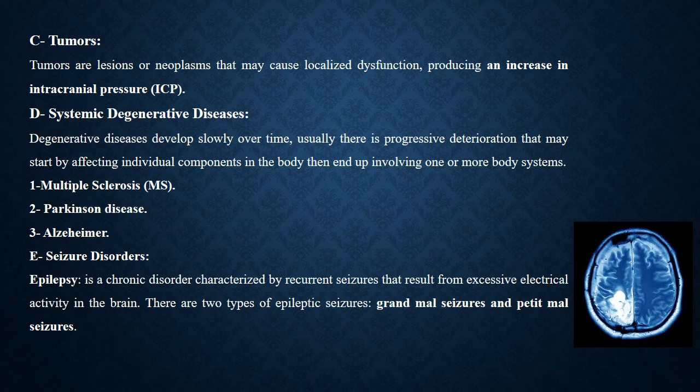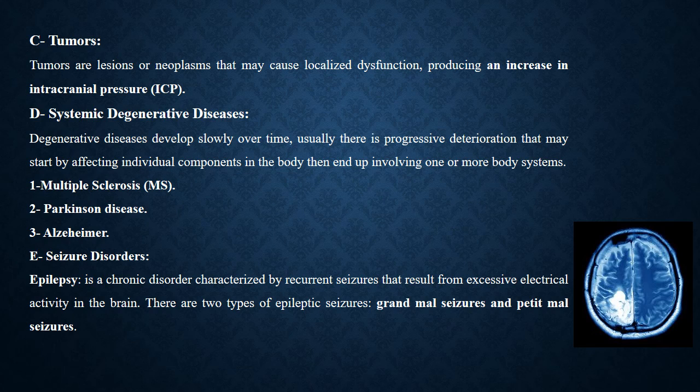C. Tumors. Tumors are lesions or neoplasms that may cause localized dysfunction, producing an increase in intracranial pressure. D. Systemic degenerative diseases. The degenerative diseases develop slowly over time. Usually there is progressive deterioration that may start by affecting individual components in the body, then end up involving one or more body systems, like multiple sclerosis, MS, Parkinson's disease, Alzheimer's, seizure disorders.